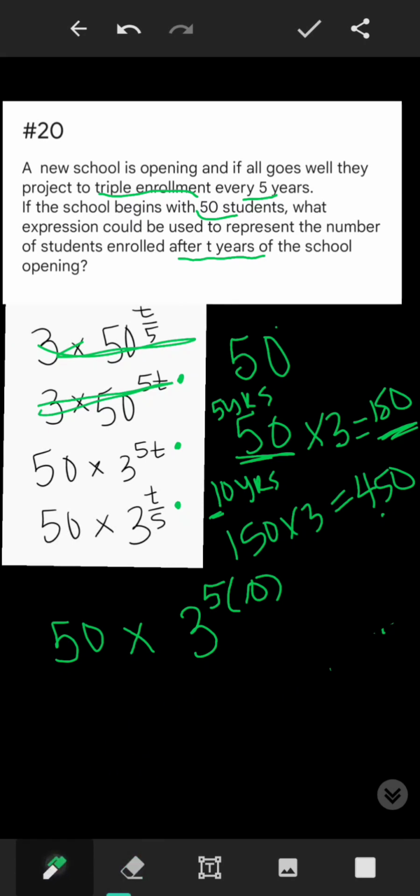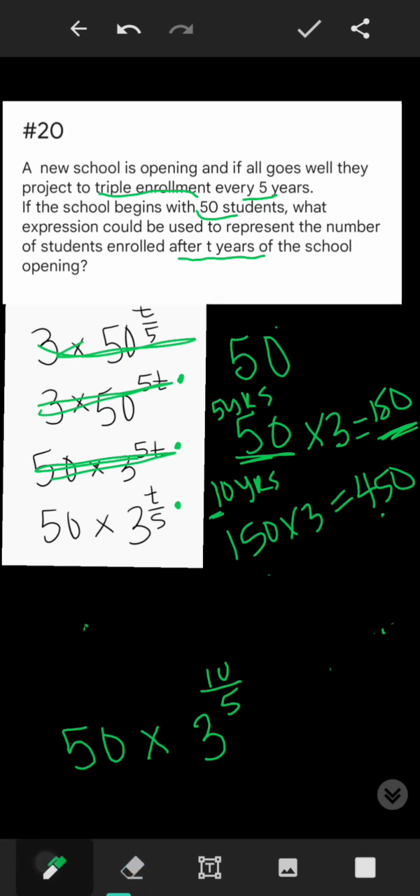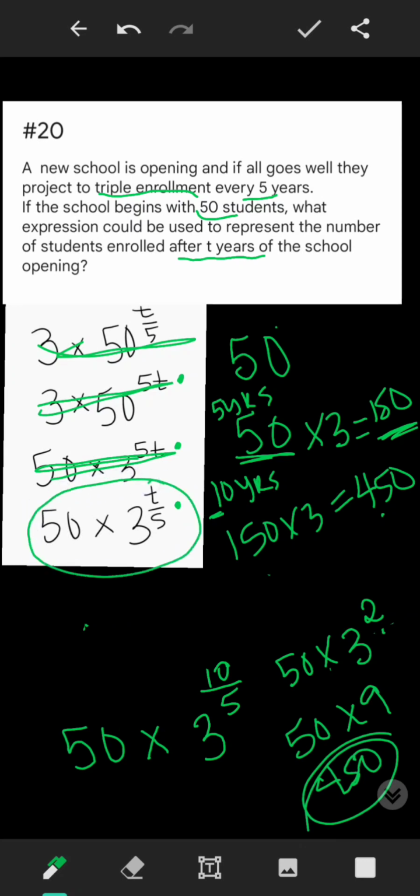Well, I'm only left with one, but I just want to make sure I didn't mess up anything. So 50 times 3, and then I'm going to take the 10 years and divide them by 5. Let me erase this last one. That'll give me 50 times 3 to the power of 2, which would be 50 times 9, which is going to give me exactly what I want, which is 450. So this last equation is going to work just fine.